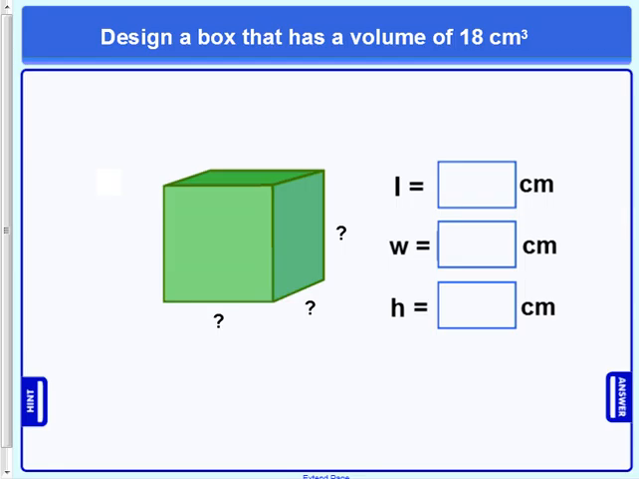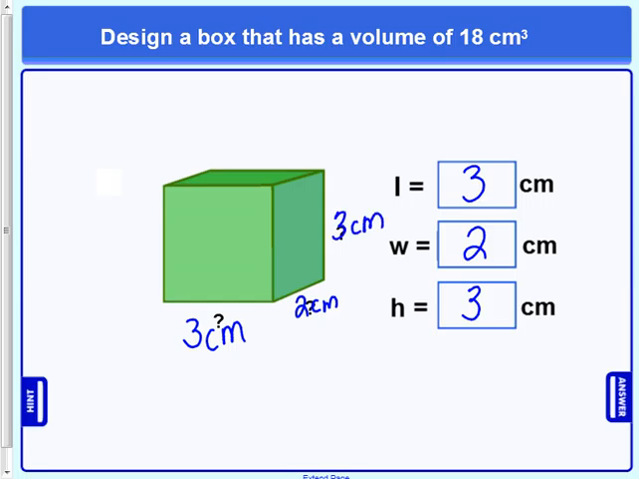All right, one solution that would work is that we could have a length of 3 centimeters, a width of 2 centimeters, and a height of 3 centimeters. Because 3 centimeters times 2 centimeters is going to tell us I'm going to have a base area of 6 square centimeters, and then I'm going to need 3 layers of that. I need it to be 3 centimeters tall.